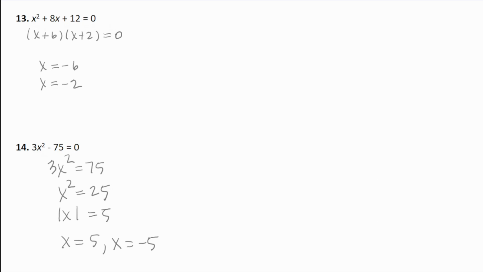And then number 14, I was able to direct solve this because there was no b term. If that happens, we can often just add the c over to the other side and divide by a. That's where I got x squared equals 25, took the square root of both sides, and got x equals 5 or -5.